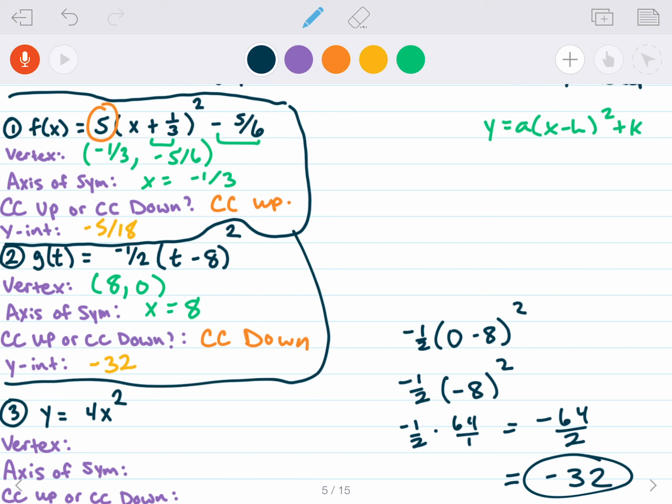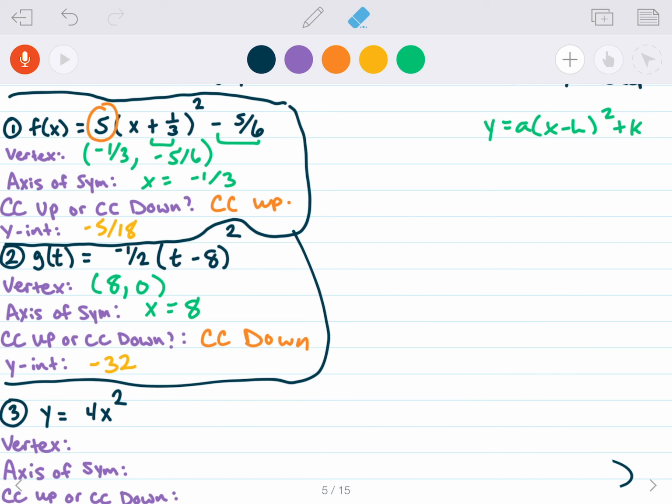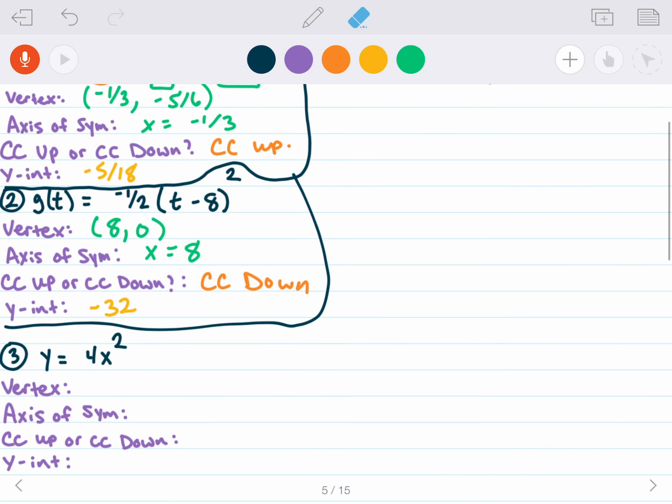Let's do the last one here. So now we just have y equals 4x squared. What is our vertex? Well, it's not really in vertex form, but we can make it look like vertex form. See, I can write this as 4 times x minus 0 squared plus 0, right? Isn't that the same exact thing as this? So that means that h is 0 and k is also 0, so its vertex is at the origin.